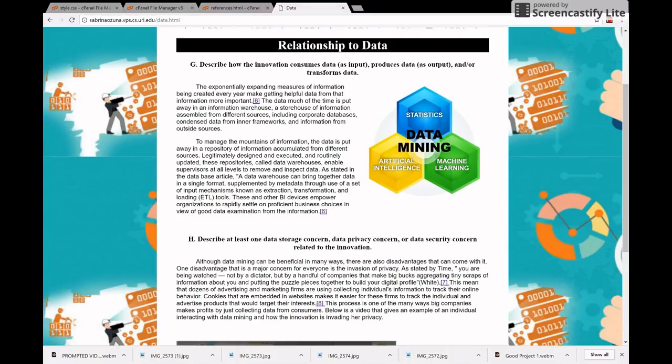The first question asks, describe how the innovation consumes data as input, produces data as output, and/or transforms data. To manage the data that is consumed, data is stored in a warehouse. The data process breaks down into 5 steps. First, organizations collect data and load it into their data warehouses. Next, they store and manage the data either on in-house servers or on the cloud.